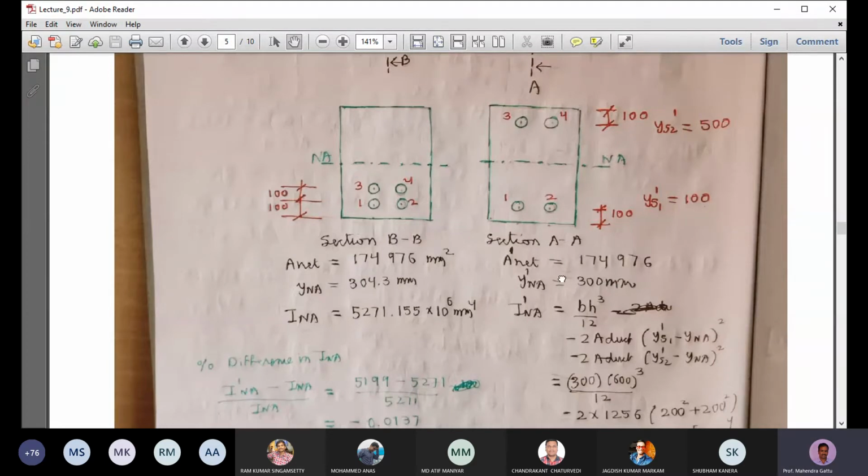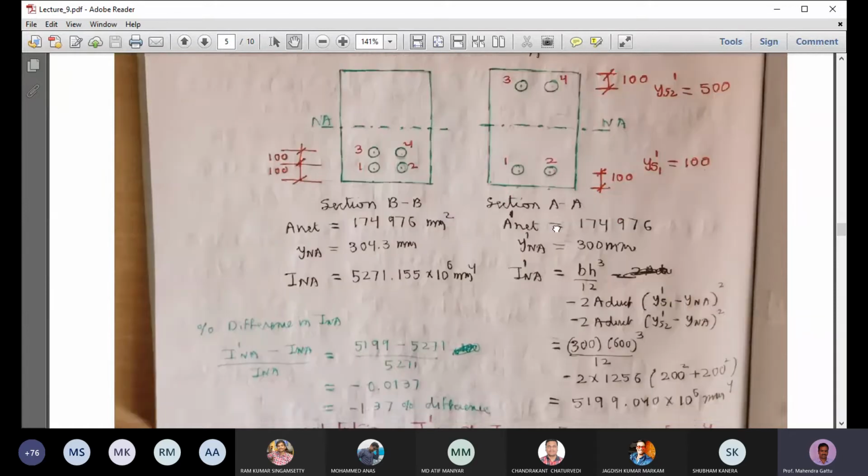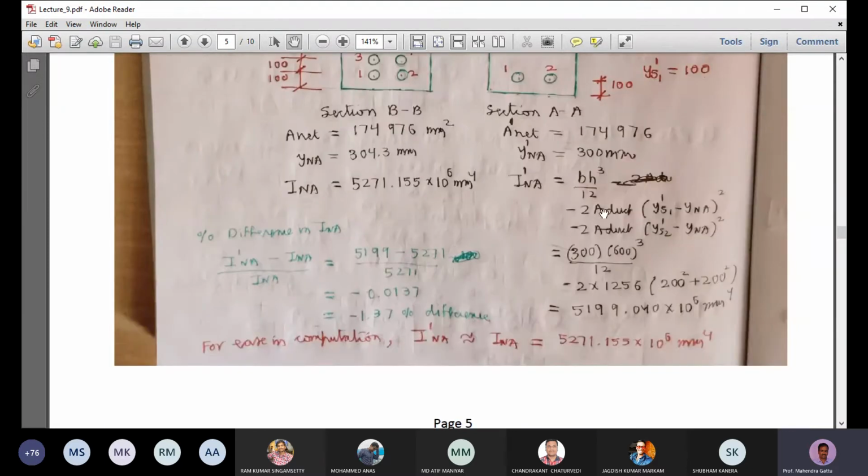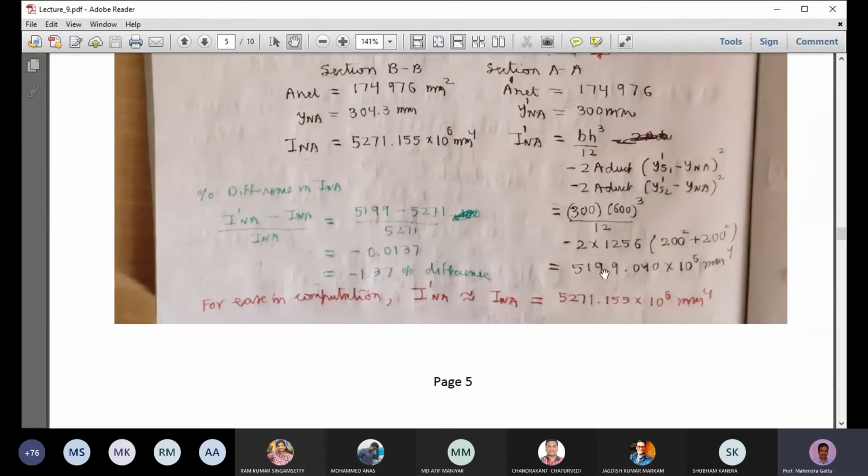And what about the moment of inertia about the neutral axis? We can find that out. It will be bh cube by 12 about the neutral axis minus 2 times the area of the duct holes into the distance of the duct holes from the neutral axis. So bh cube by 12, minus 2 times area of the duct hole into (ys1 minus y neutral axis) square and (ys2 prime minus y neutral axis) square. If you substitute those values, we are getting around 5199 into 10 power 6.